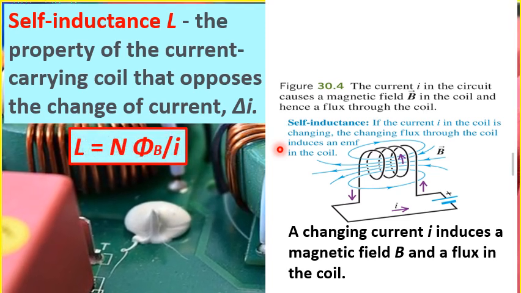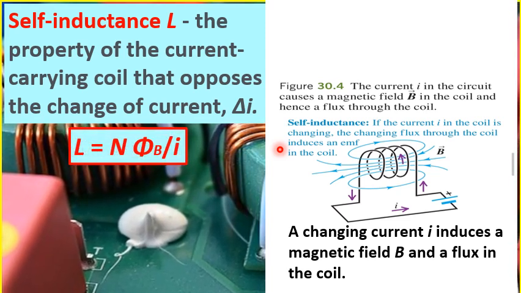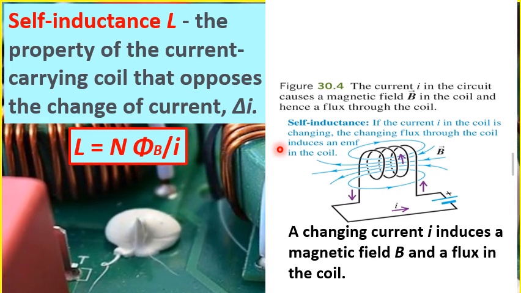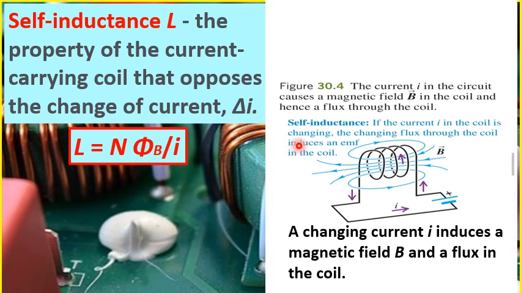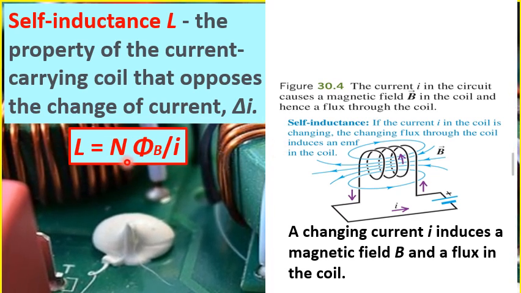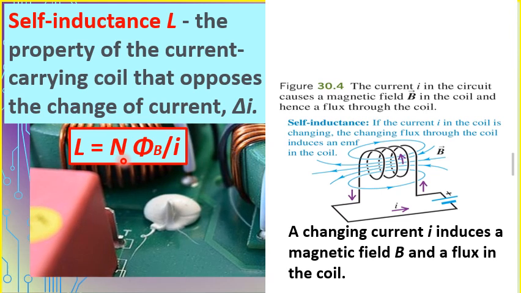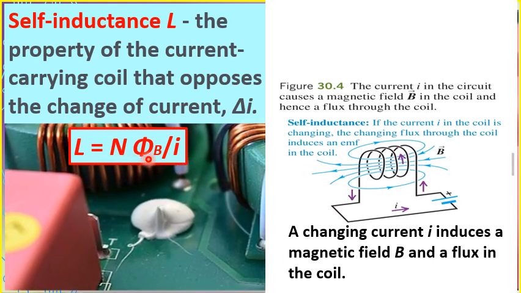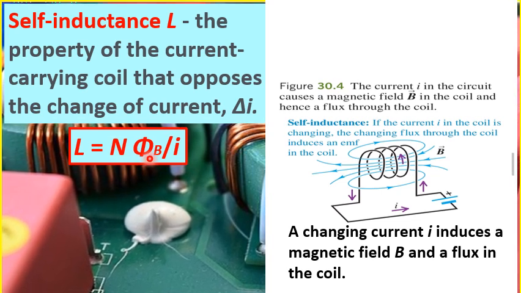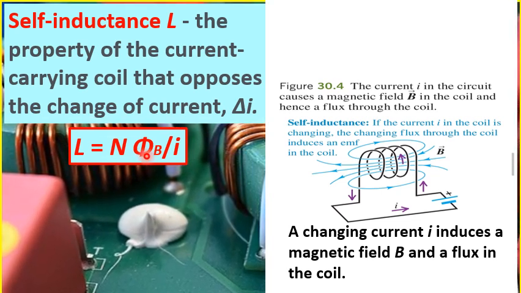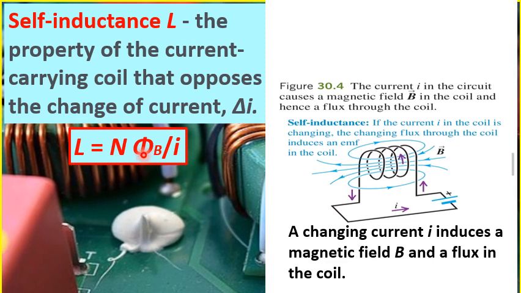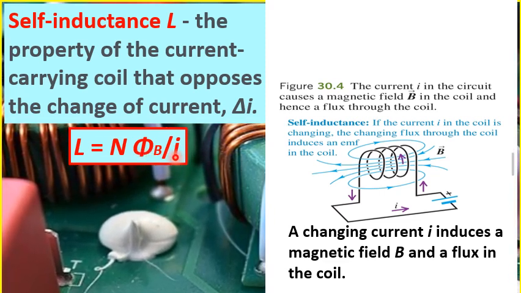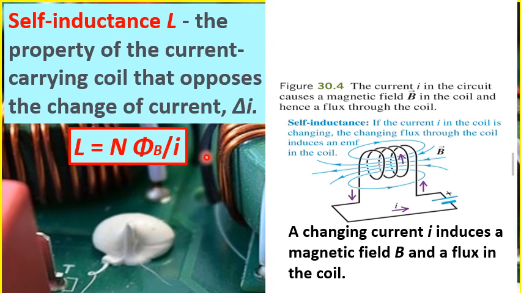And we denote self-inductance, or simply inductance, by capital letter L, which is determined by multiplying the number of turns in the coil by the average magnetic flux, denoted by the Greek letter phi sub B, to be divided by the current small letter I.